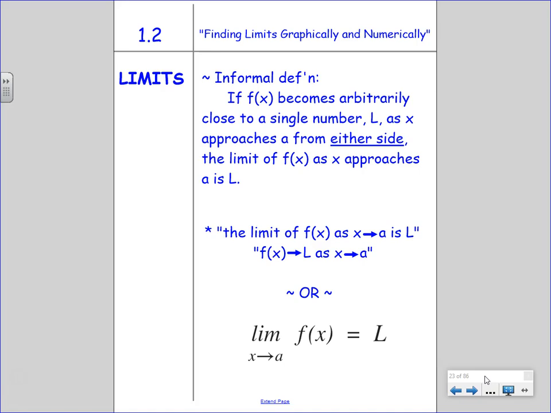Now remember, if I said this last year, you guys are writing, that's totally fine. You don't really need to skip any space anywhere. I just did it to make it look nice.